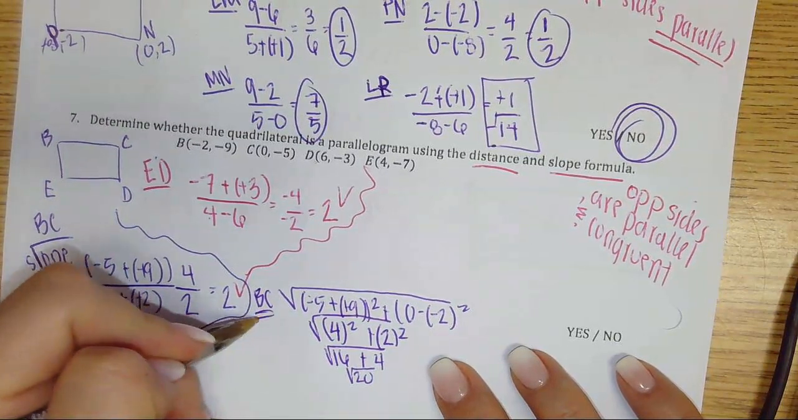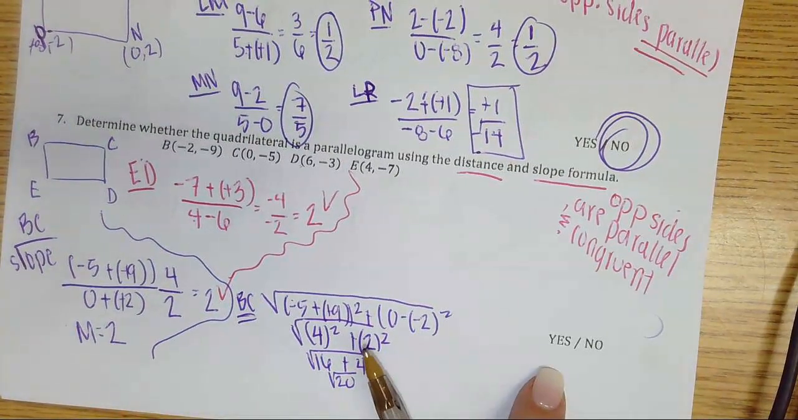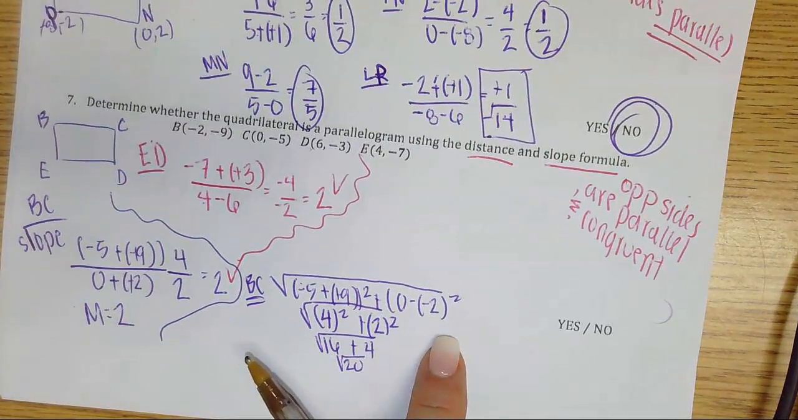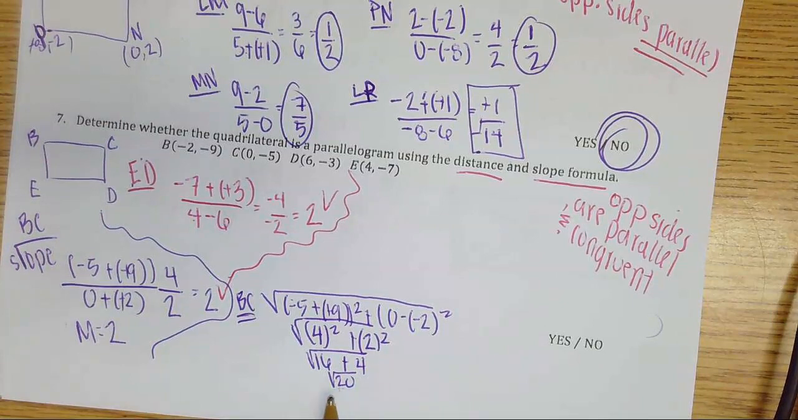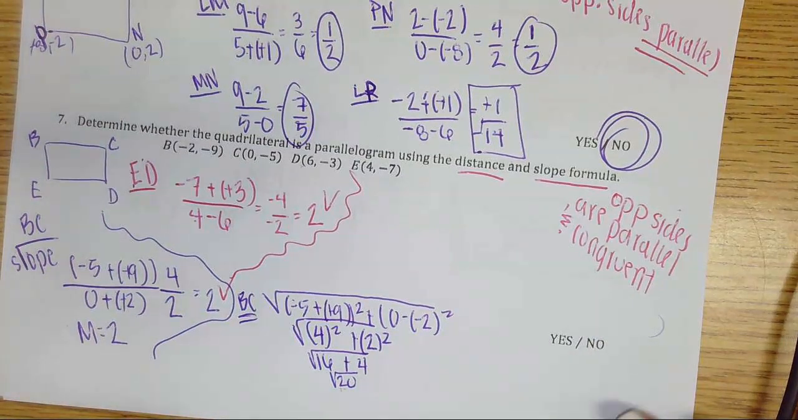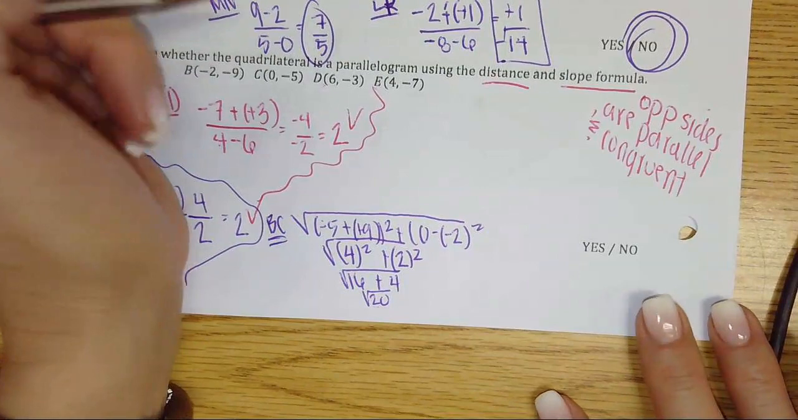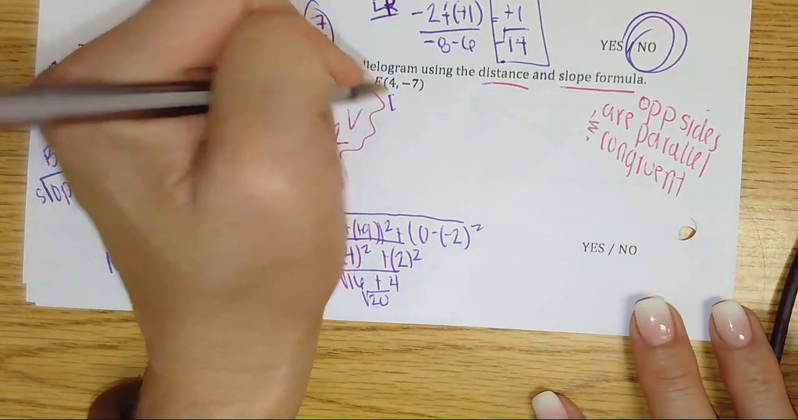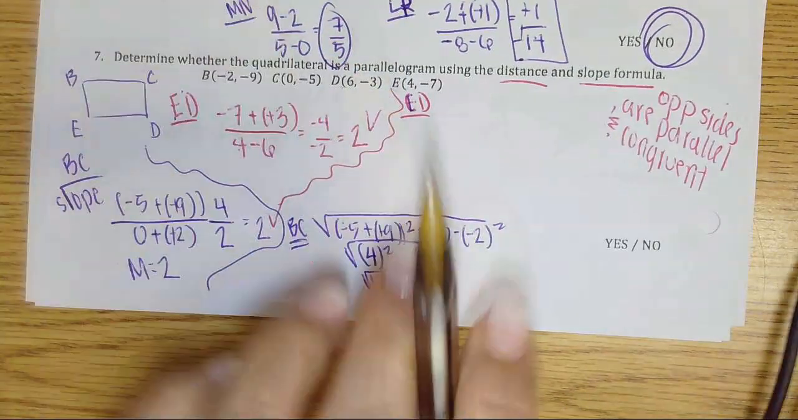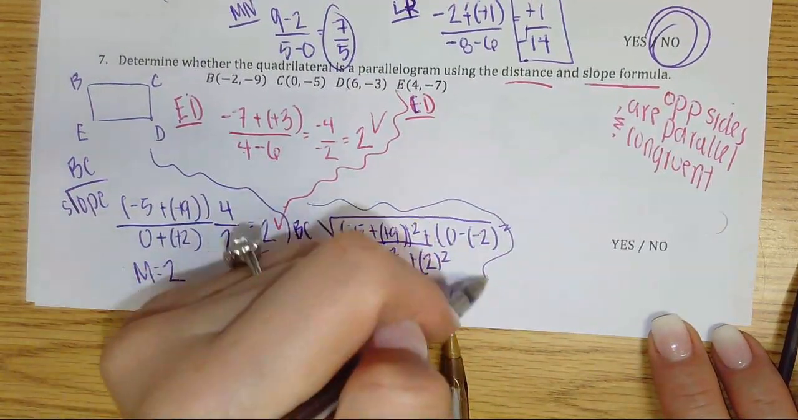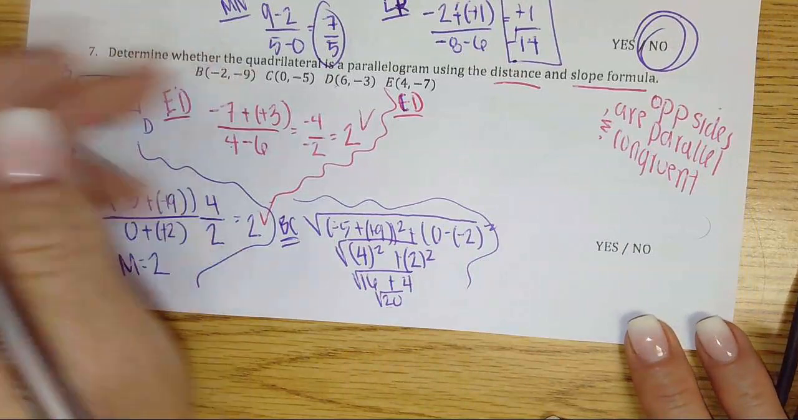All right, so that's BC. So in order for it to be a parallelogram, then ED is going to have to be rad 20 also. If it's not, then no. But right now, let's go ahead and figure ED out. I'll jump back to my pink pen for ED. And I'll go ahead and scribble that so we know that's separate. This is looking very messy.